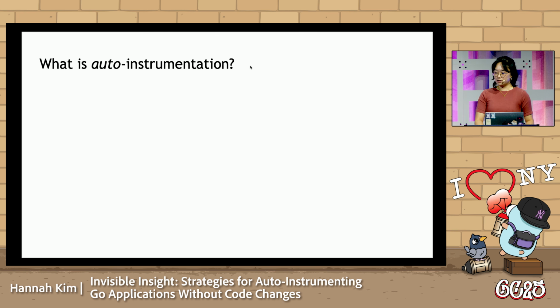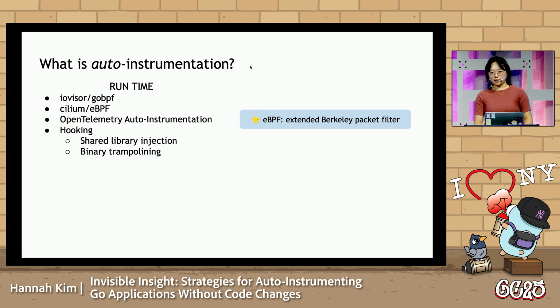Okay, so first, runtime. The main approach that we see in Go is called eBPF, or Extended Berkeley Packet Filter. A few examples are Go BPF, which requires you to use CGo, eBPF, which is owned by Cilium, and the OpenTelemetry auto-instrumentation eBPF library. And the way that eBPF works is by using something called hooking.